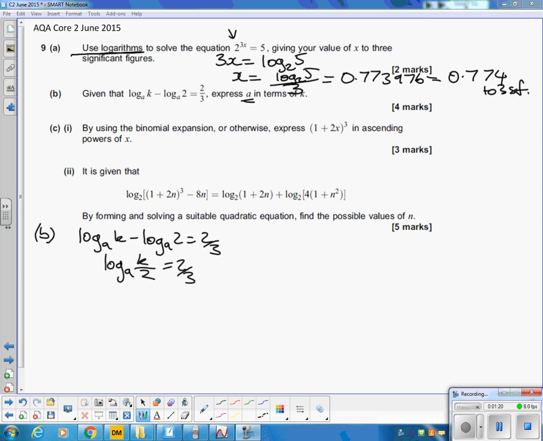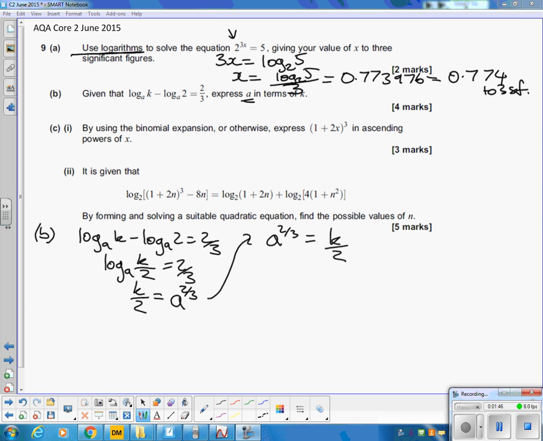Okay, what would be sensible now? We can get rid of that log with a to the power, so that's equivalent to k over 2 equals a to the power 2/3. Now you might think you're there, but the question says it wants a in terms of k. So we've got a to the 2/3 equals k over 2. So we need to get rid of those powers.